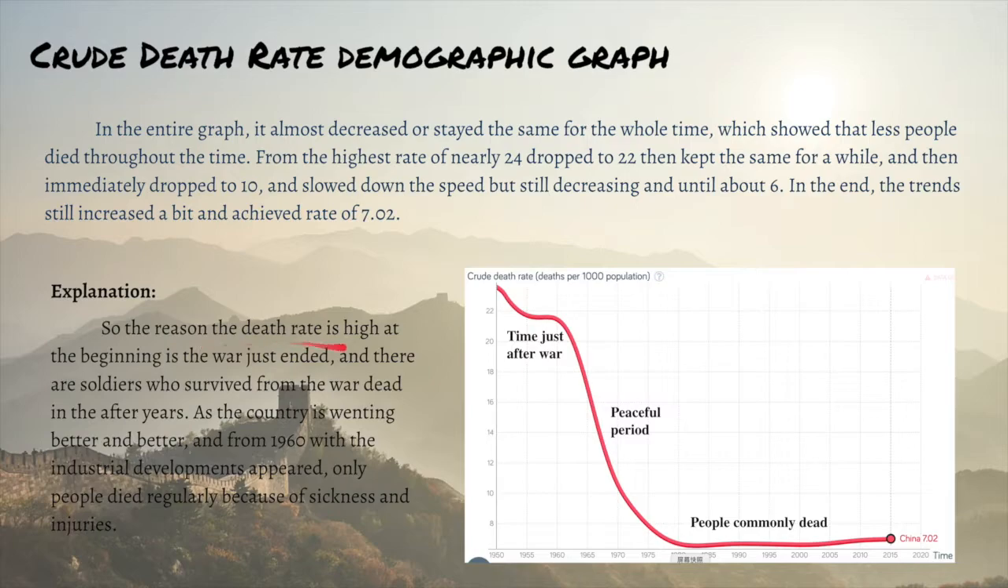The reason that the death rate is so high at the beginning is that the war had just ended, and soldiers who survived the war died in the following years. As the country got better and better, from 1960 with industrial development appearing, people only died regularly because of accidents and injuries.